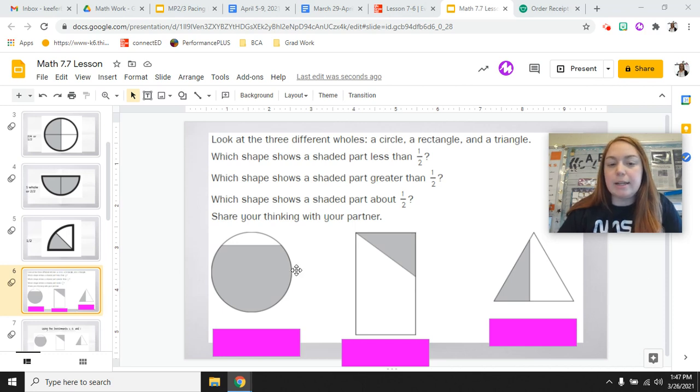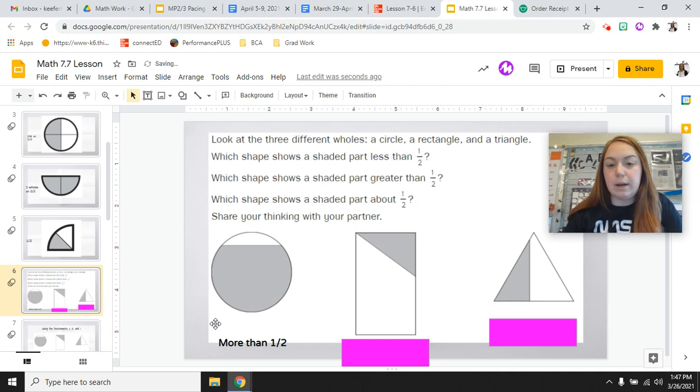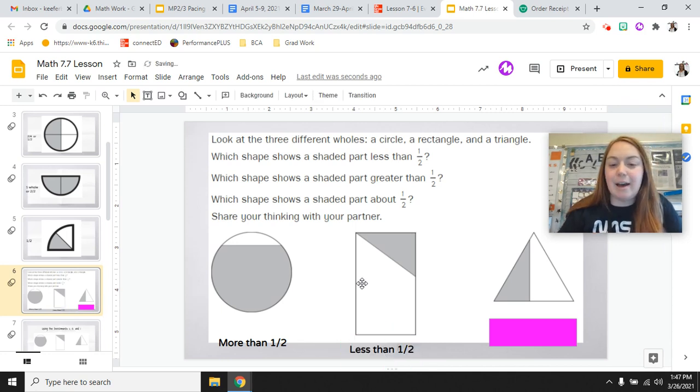So for this one, let's look at the circle. So halfway, if you would draw a line halfway either this way or this way, we could say that this one would be more than 1/2, or greater than half of the circle is filled in. What about our rectangle? Is it less than half, more than half, about half? Right, this one would be less than half. Halfway would be about here or down the middle, and that is not what is shaded in. So this one would be less than half of the rectangle is shaded in.